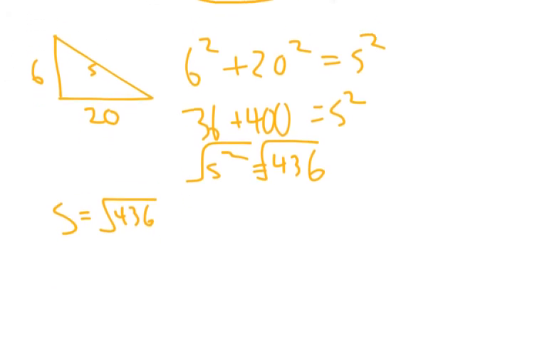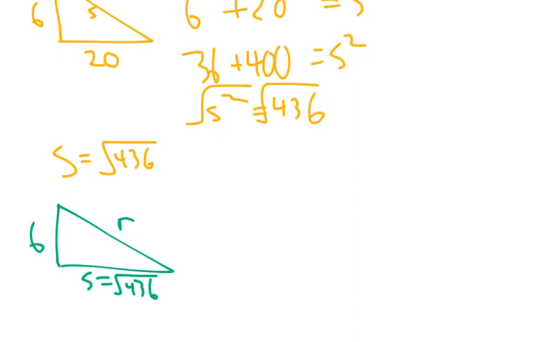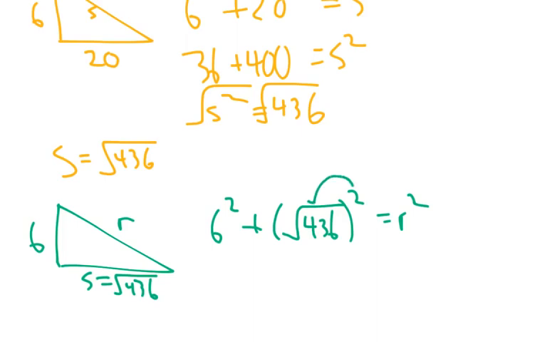And so, let me redraw this triangle down here. So we have 6, S, and R. Well, we now know that S is equal to the square root of 436. So when I use the Pythagorean theorem, I'll get 6 squared plus, in parentheses, the square root of 436 squared is equal to R squared. Well, squaring a square root undoes it. So I'm looking at 36 plus 436. I've avoided having to deal with decimals until the very end of the problem.